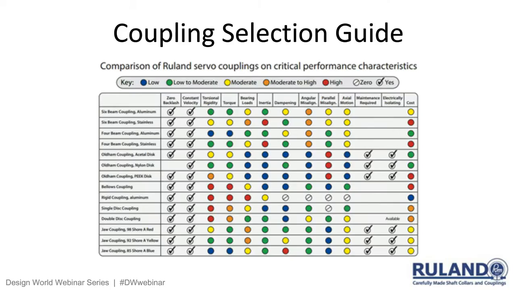Coupling selection guide. This is a chart which is going to show you quickly, it's just a visual, what types of couplings are dampening type, cushioning type, if you will, and what types of couplings are torsionally stiff. And again, it's just a little visual chart to show the different types and how they fall into comparison with other types as far as torsional stiffness and so forth.